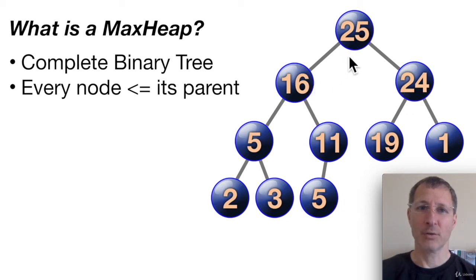25 has a left child and a right child, and it's greater than or equal to both of those. And then 16 is greater than or equal to both of its left and right children, and so on. So every node in the tree has to be less than or equal to its parent, and every parent node has to be greater than or equal to the nodes below it. So that is the core condition of a max heap.